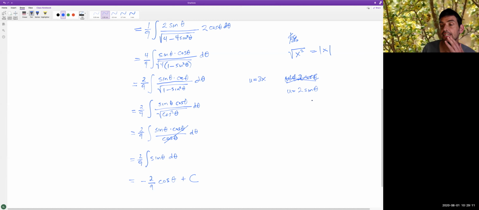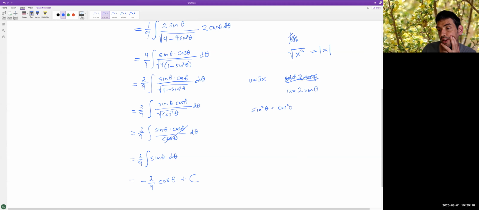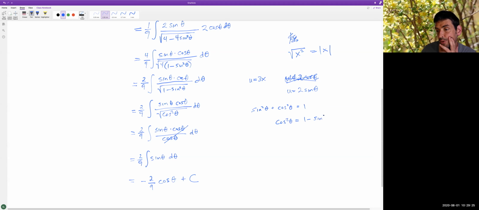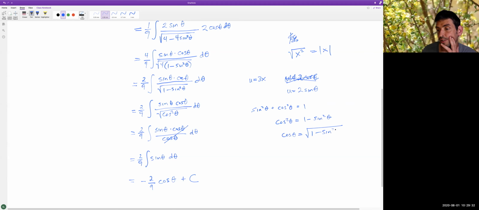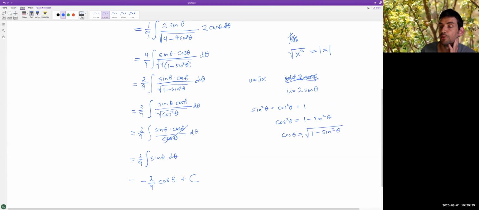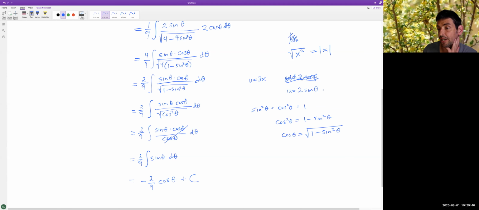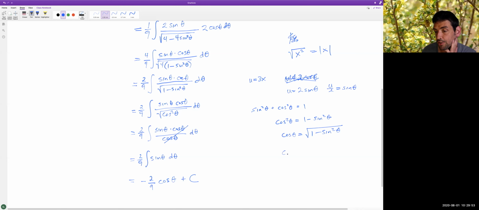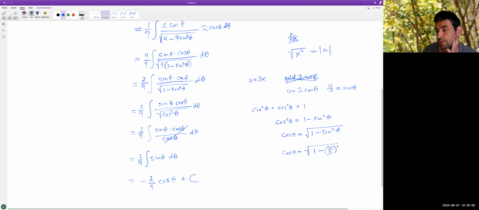Well, let's go back to our trusty trig identities. We know that sine squared theta plus cosine squared theta equals 1. Cosine squared theta is then 1 minus sine squared theta, and cosine of theta is then going to be the square root of 1 minus sine squared theta. Again, there's a plus or minus here, except we know cosine's positive on our interval, so we're taking the positive square root. Well, look at this. We've got a nice expression for sine sitting right here, because I can rearrange this to get u over 2 is equal to sine theta. So that means cosine of theta is equal to the square root of 1 minus u over 2 squared.